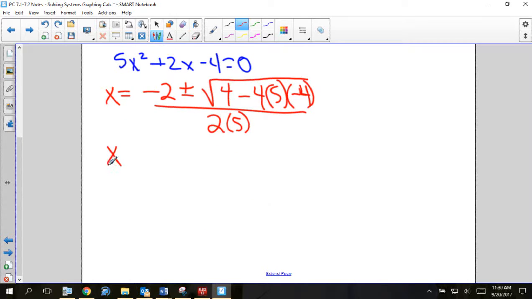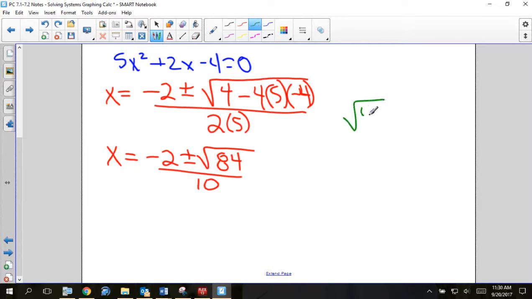My handwriting hasn't always been the best. I'm going to simplify it. I'm going to get 84 underneath, and on the bottom I'll get 10. Does radical 84 have a perfect square that can be factored out of it? Remember simplifying radicals? You make a factor tree, and you pull out any perfect squares that go into 84. What goes into 84? 4 and 21. And what is the square root? 2 square root 21. So I'm going to replace that.